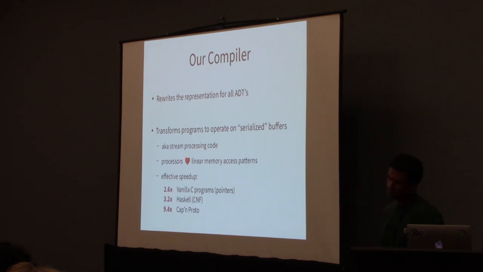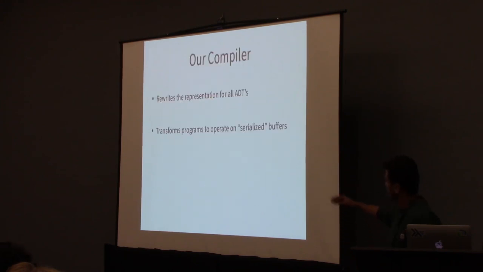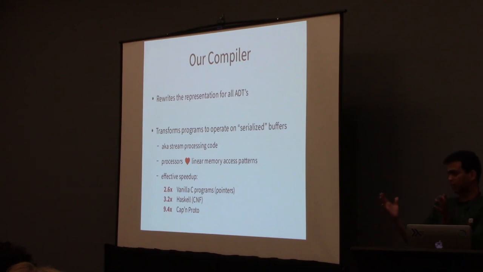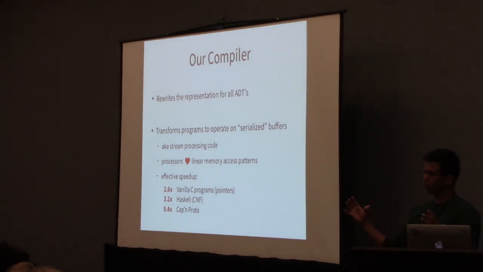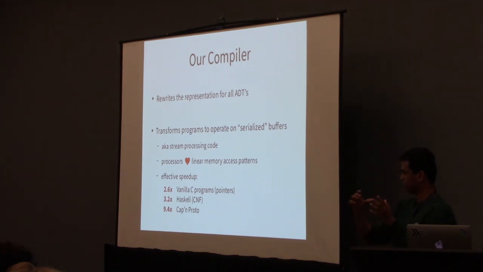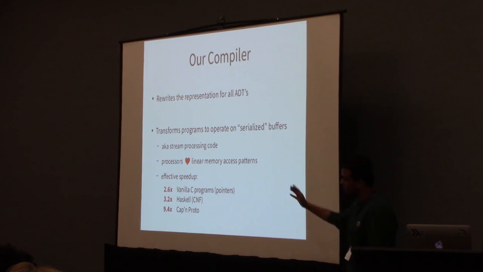The reason that this is fast is, in the example that we saw, we had blocks of memory which were all packed closely together, and we were only accessing them using those cursors, which gives rise to linear memory access patterns, which processors are very efficient at optimizing. Which gives us very fast programs. So this is the sort of speedup that we get. We are 3 times faster than regular C programs and some of the other libraries.